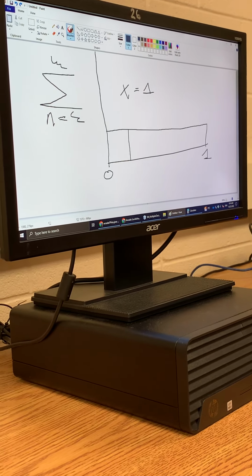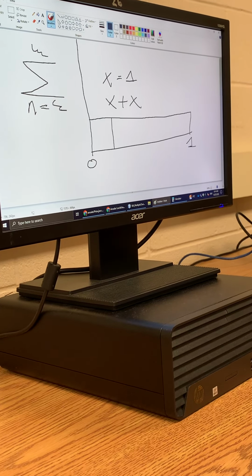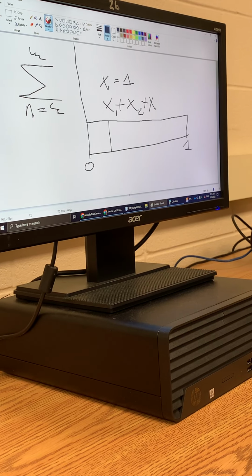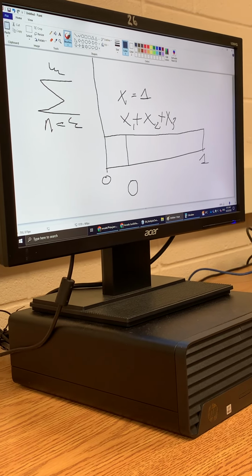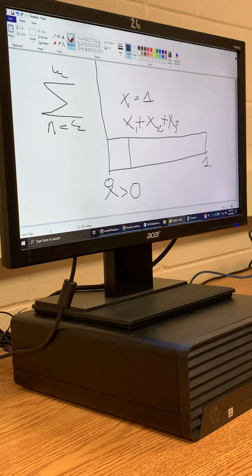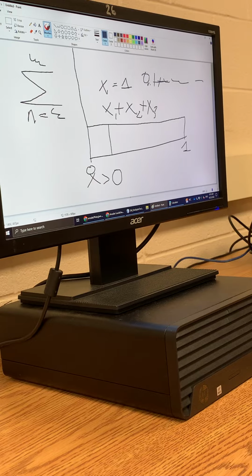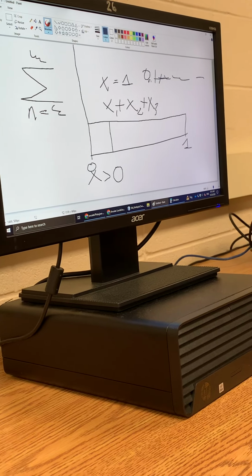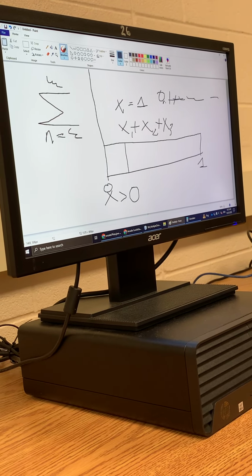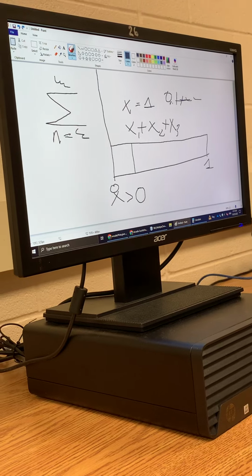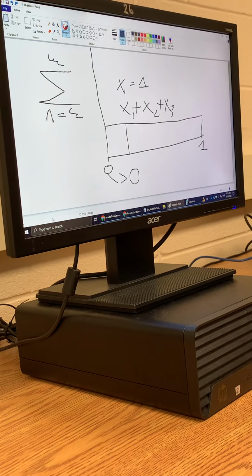But here's the thing. If you're adding up an infinite number of things, x1 plus x2 plus x3, if x equals 0, then it's just going to be 0. So x has to be greater than 0. But any number greater than 0, if you add it to itself an infinite number of times, what's it going to be? Infinity, right? Because remember, there's an infinite number of digits between 0 and 1.